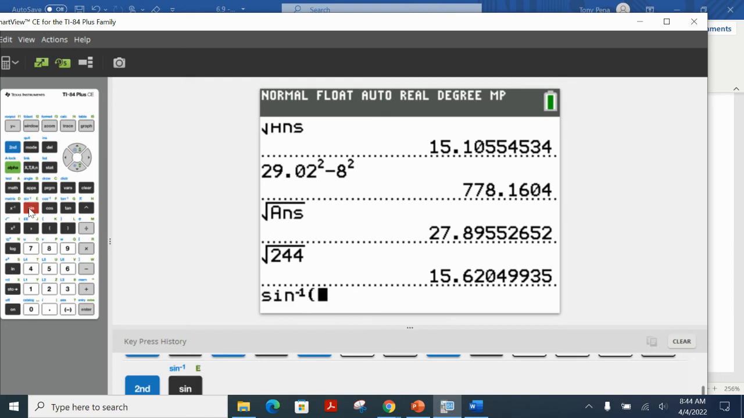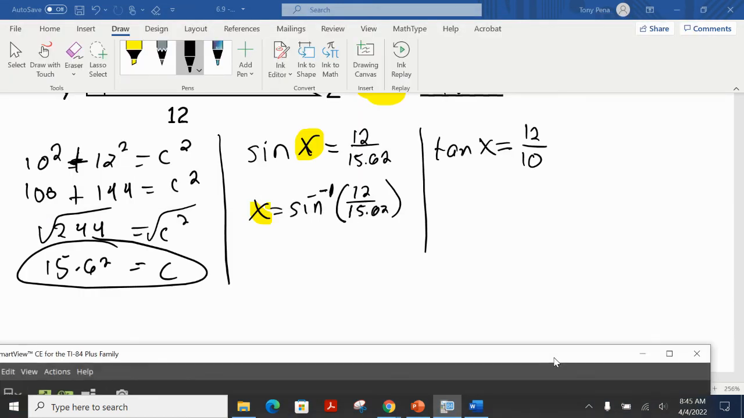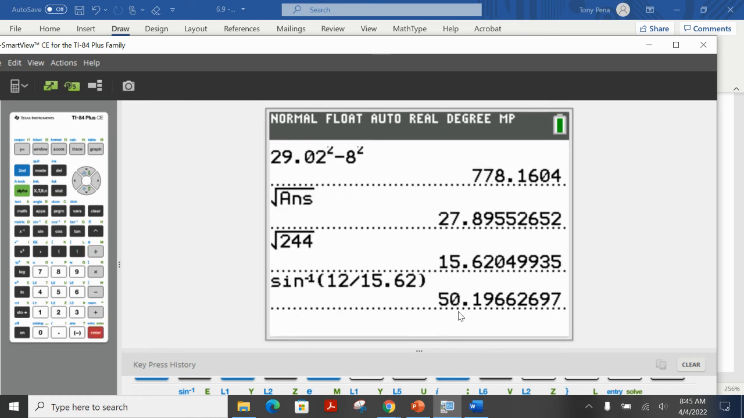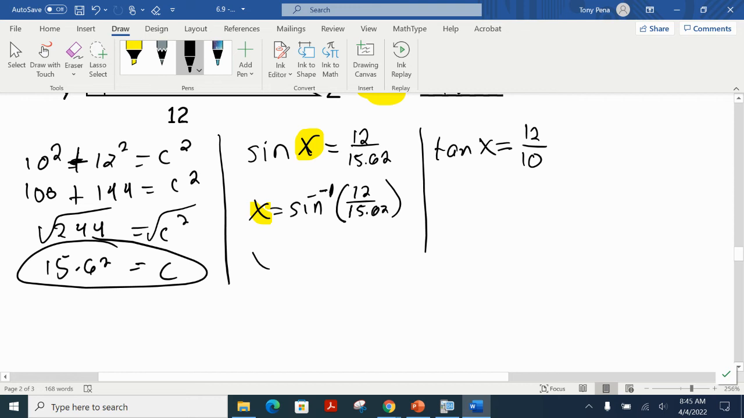So you're going to do second, and then you get that little sine to the negative 1 now. So whenever you want an angle, we've got to do that. All right, what were the numbers? 12 and then 15.62. Hit enter, and you should get that angle to be 50.20, basically, if we round. All right, so 50.20. That is angle X.